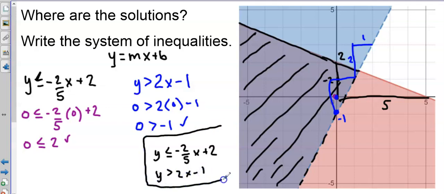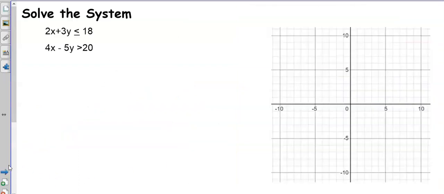And the solution to this system is this double shaded region, because there is an infinite number of points that satisfies these two inequalities at the same time. All right, let's take a look at another example. So let's solve this system.